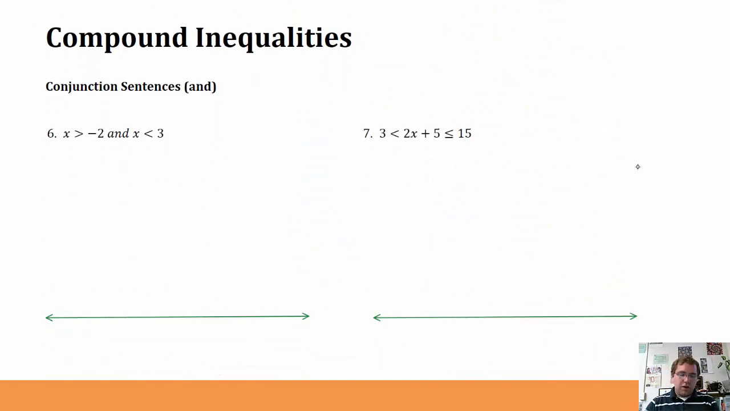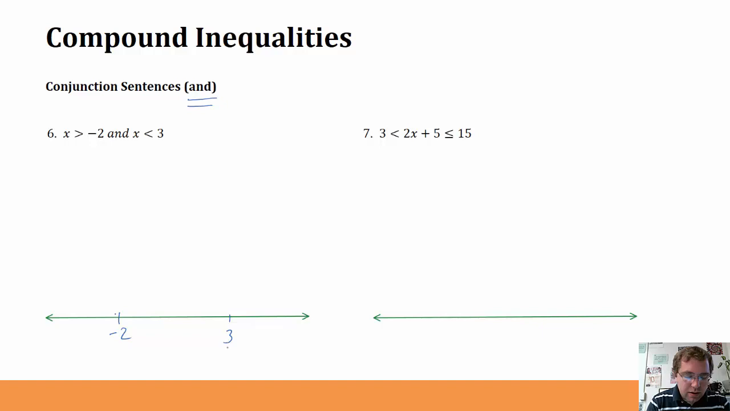Compound inequalities. We have 2 types of compound inequalities. The first are called conjunction inequalities. They are also called AND inequalities, compound AND inequalities, because they literally have the word AND, or they have a setup that implies the word AND. So number 6 says x is greater than negative 2 and x is less than 3. Let's look at what that means.